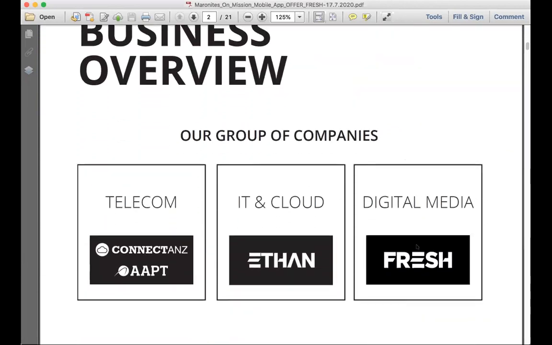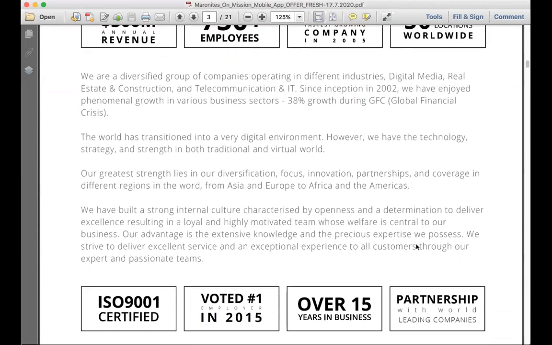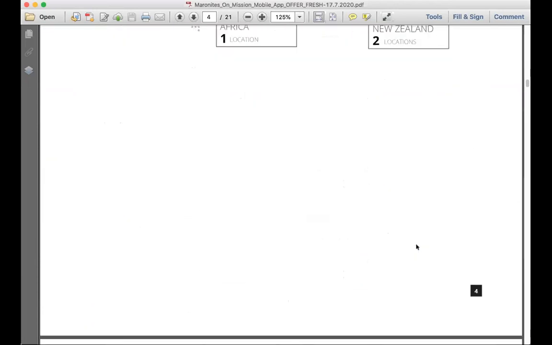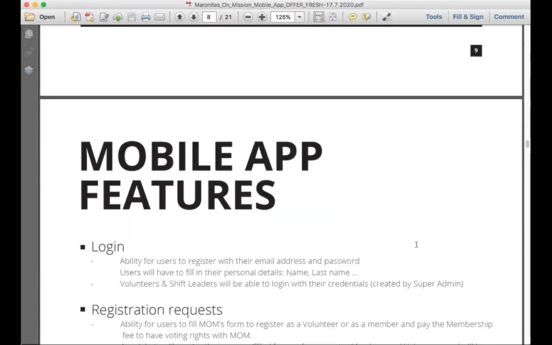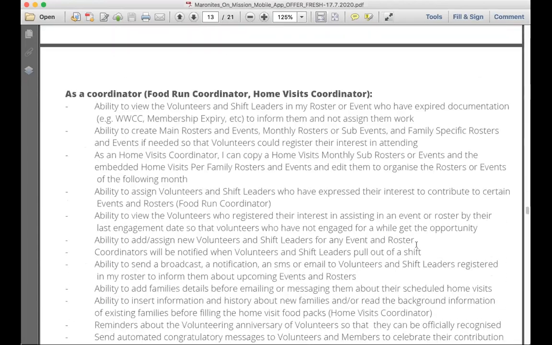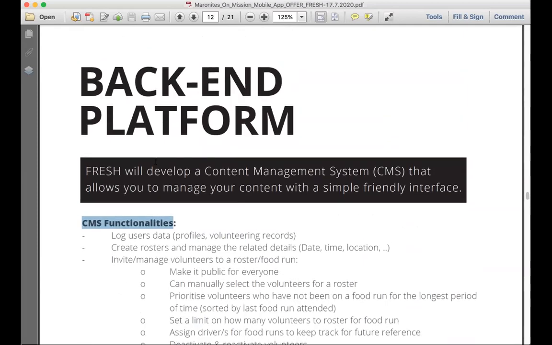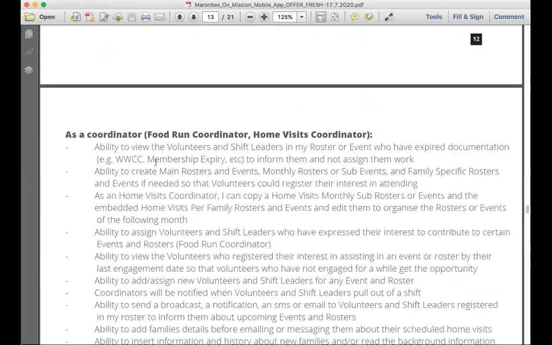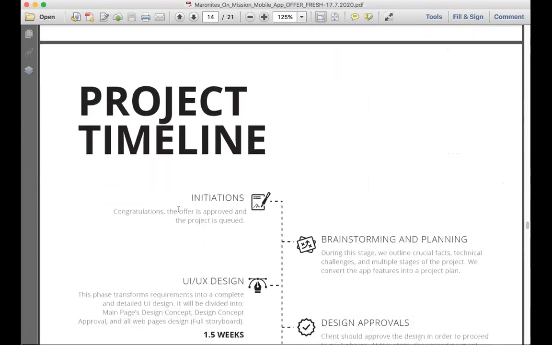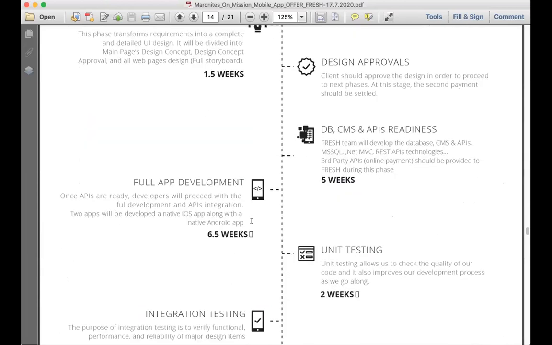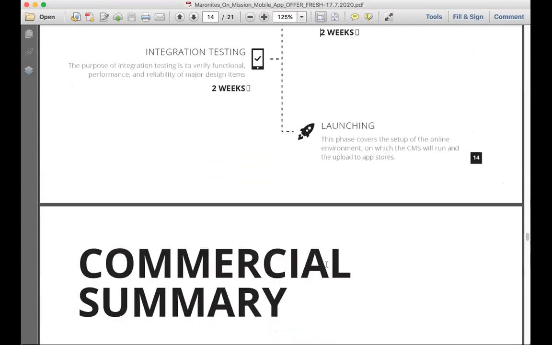This is another company. They're giving all of these things, what we do, our revenue, our employees, and they're giving all of this information. And they go down and they're not giving detailed information, but what they're saying is, all right, we are going to deliver. Look here. We're going to create this CMS functionality for you. We're going to create a super user. We're going to be able to do coordinator. We're going to be able to do reporting. This is how much it's going to cost us. That's 5 weeks, that's 6.5 weeks. It's like for every task, it's saying how long it's going to take them.